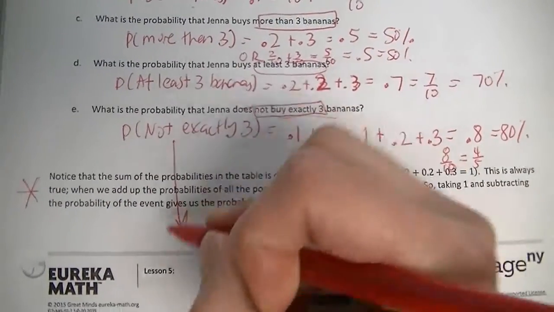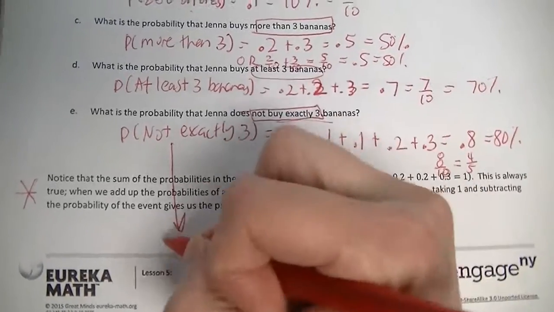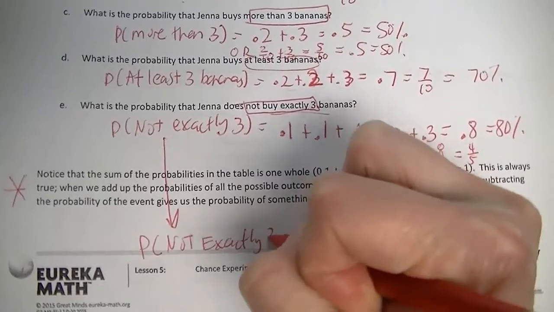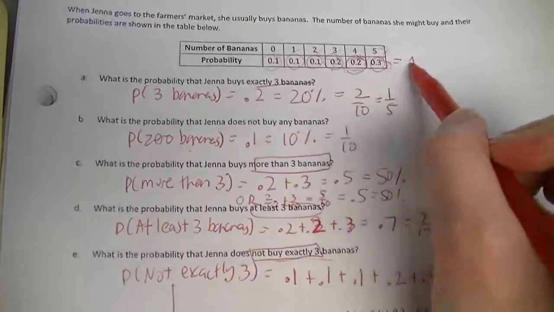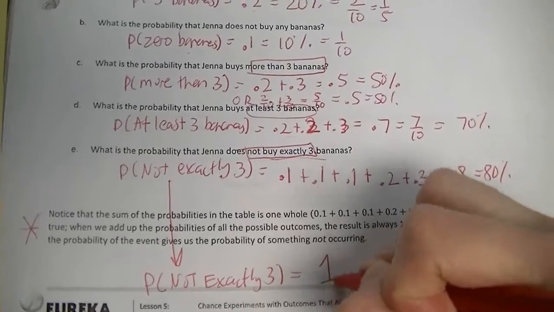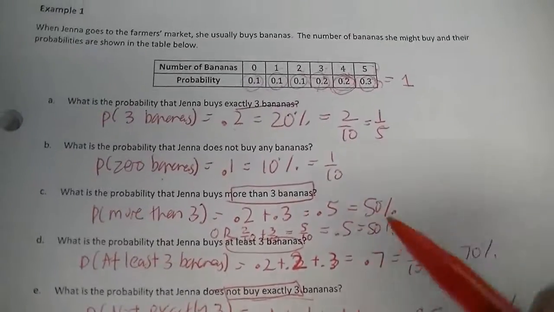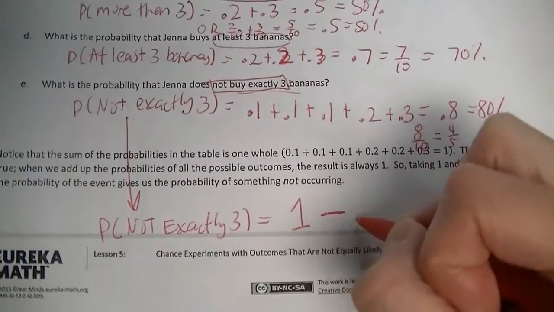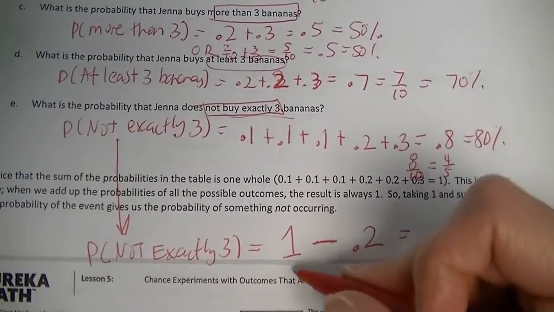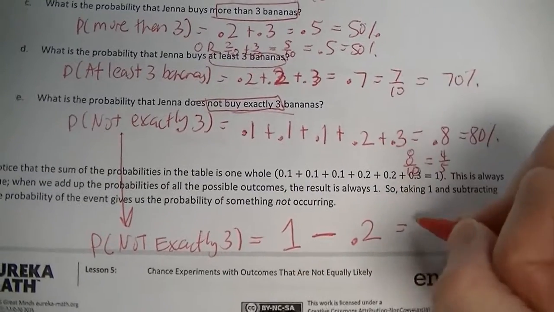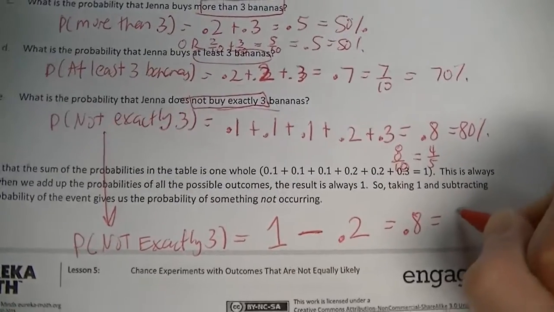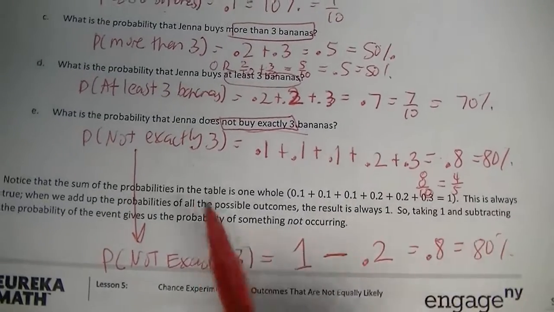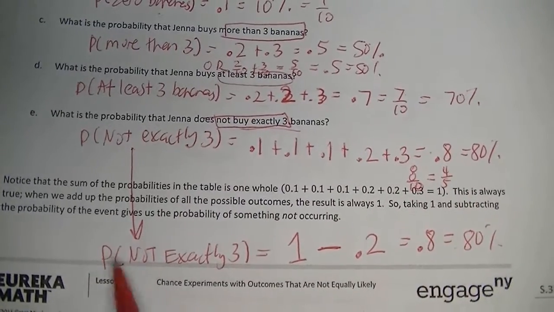So another way that you can do this, instead of talking to your paper like your teacher, is like this. You know that they all add up to 1, right? So you go 1, and then you subtract the one you don't want, because we don't want exactly 3 bananas. So we subtract 2/10. So 1 minus 0.2 is 0.8, which is 80%. Exactly the same thing, okay? So if this is kind of weird to you, do this one. If you don't like this, do that.